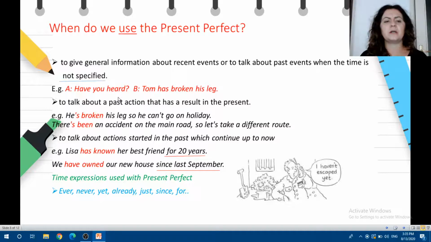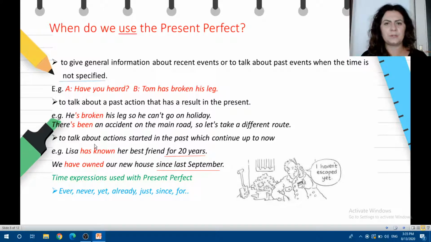We use the present perfect tense to talk about a positive action or event that has a result in the present. Look at the following examples. He's broken his leg, so he can't go on holiday. There's been an accident on the main road, so let's take a different route.